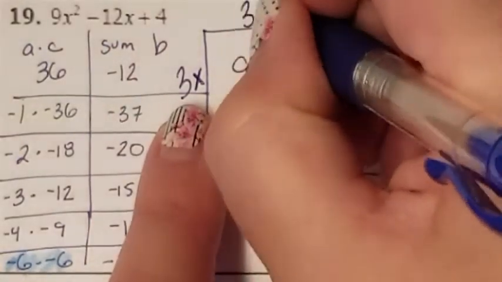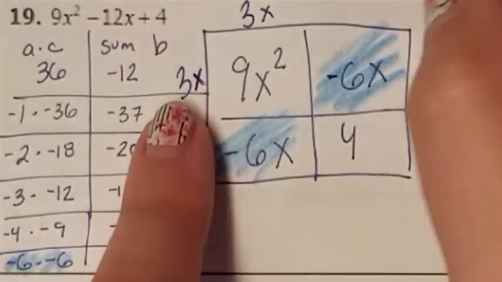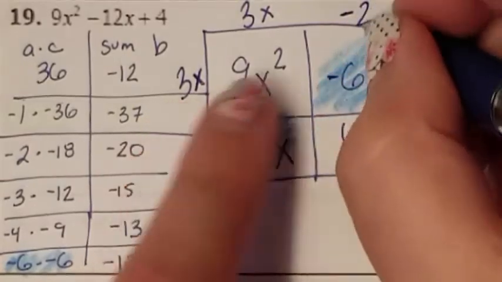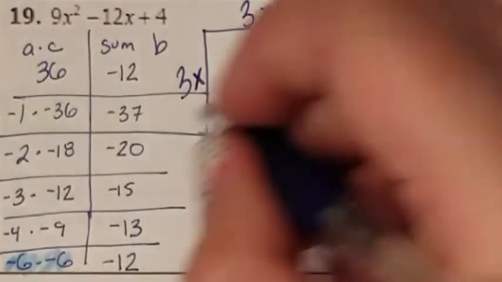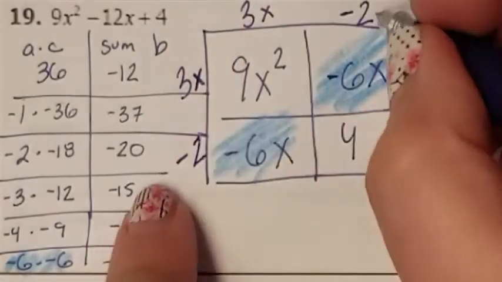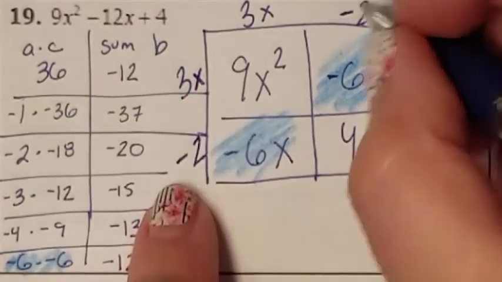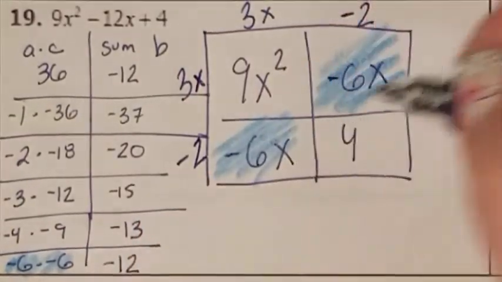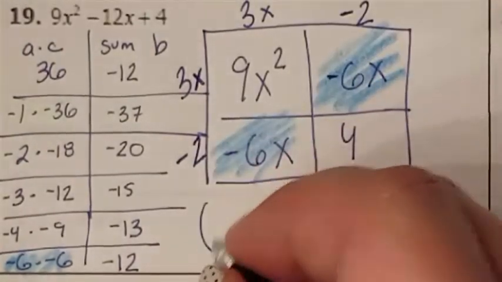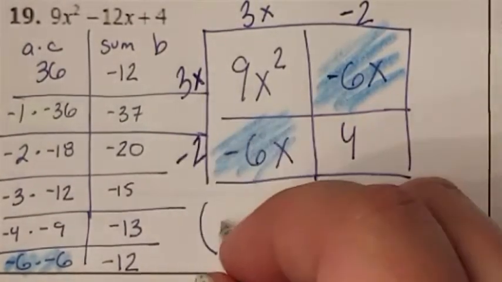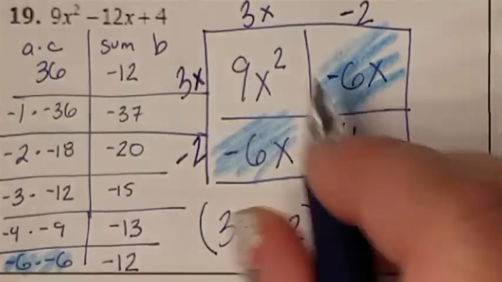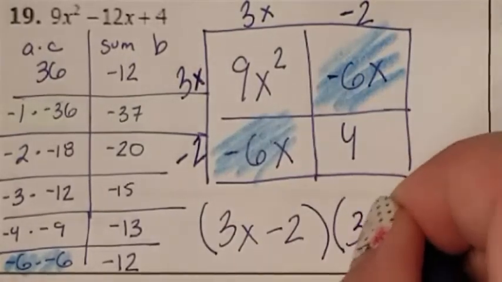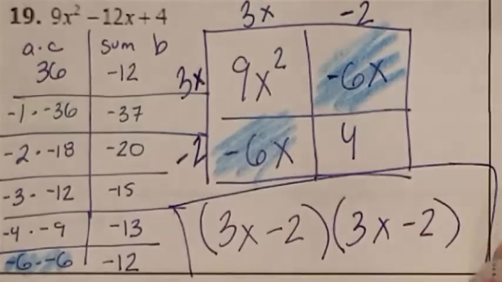Now that I found the 3x, we're just going to go around and multiply. 3x times 3x is a 9x squared. 3x times a -2 is a -6x. -2 times a -2 is the positive 4. -2 times a 3x is a -6x. So these sides are my parentheses: 3x minus 2, 3x minus 2. There's another 3x minus 2, so there's a 3x minus 2. And you just factored that.